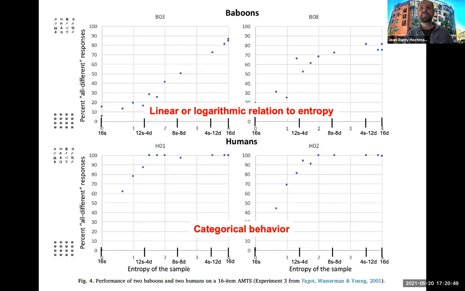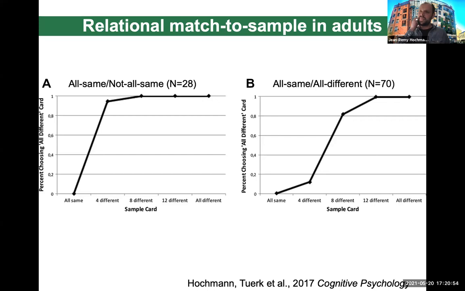So we also ran this experiment with adult participants, and this was done online on Mechanical Turk. And those are the patterns that we get. Here we tested almost 100 participants, and you can see that we observe only 2 types of patterns. Either the all same versus not all the same pattern, that is, participants select the all same card for all same samples, and as soon as you have different icons in the mix, they select the all different. So they seem to do a classification as all the same versus not all the same.